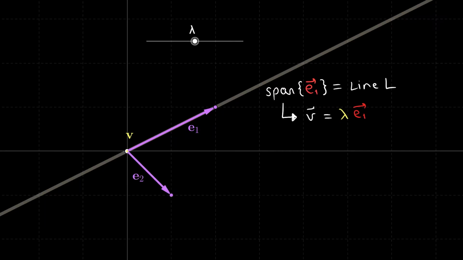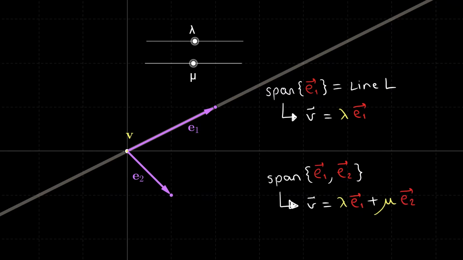Now what happens if we add another vector e2? What is the span of e1 and e2 together? It's the set of vectors v that can be written as a linear combination of e1 and e2. v equals lambda e1 plus mu e2. This is our well-known equation for a plane, and we know that this span is the whole two-dimensional space.